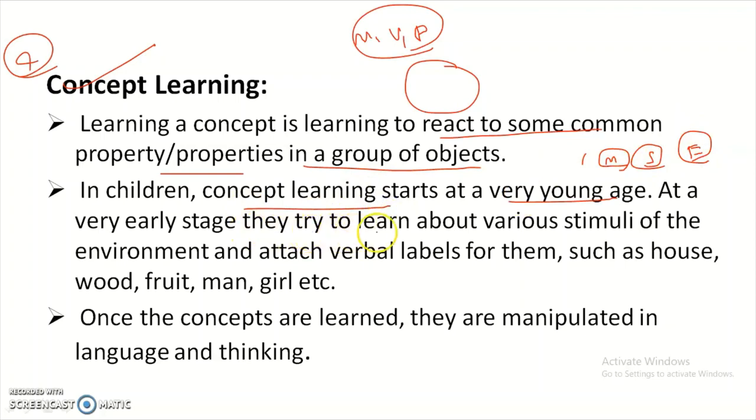At the very early stage, they try to learn about various situations of the environment and attach verbal labels to them. That means whatever things they are learning, they attach verbal labels to, just like a house. If they see a fruit, they will say it's a fruit. If they learned it clearly, they will be able to discriminate which type of fruit it is. Wood and man, girl, etc. Such type of things. So once the concepts are learned, they are manipulated in language and thinking.